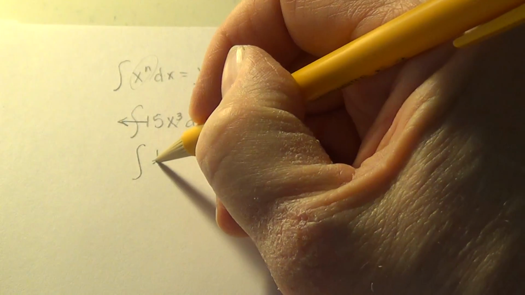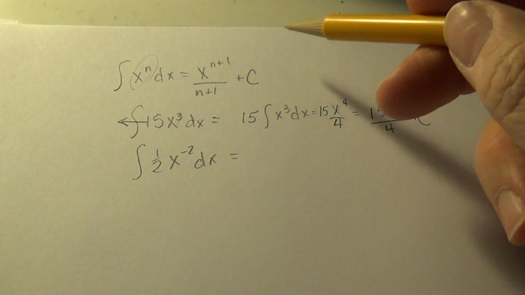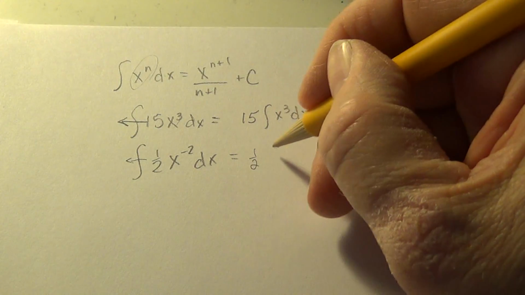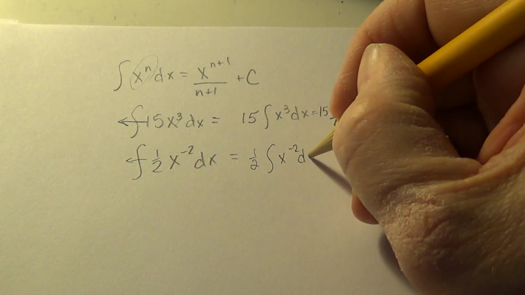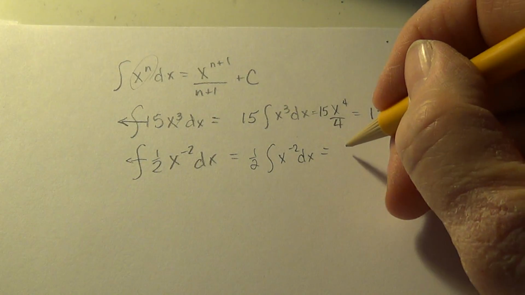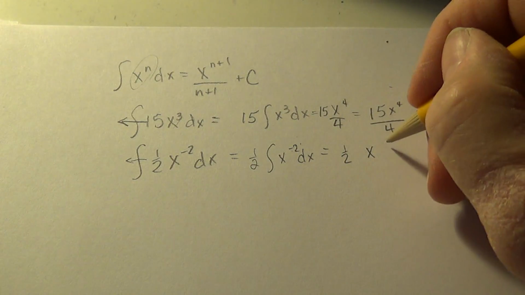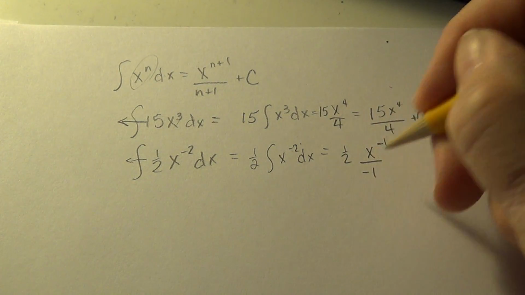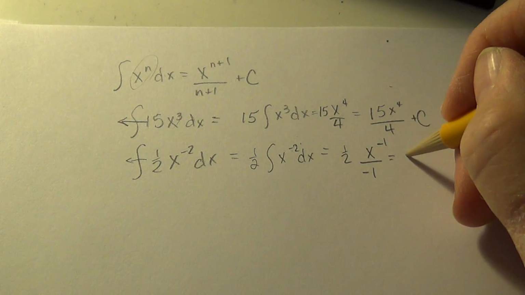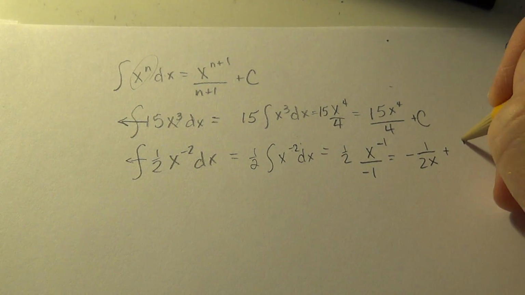What about this one? What about if there's a negative exponent? It will still follow this integration pattern. The 1/2 will cross the integral sign and leave us to apply our best friend forever. And it becomes the 1/2 and then x to the negative 2 plus 1 divided by that. So cleaning that up, we get negative 1 over 2x plus c.